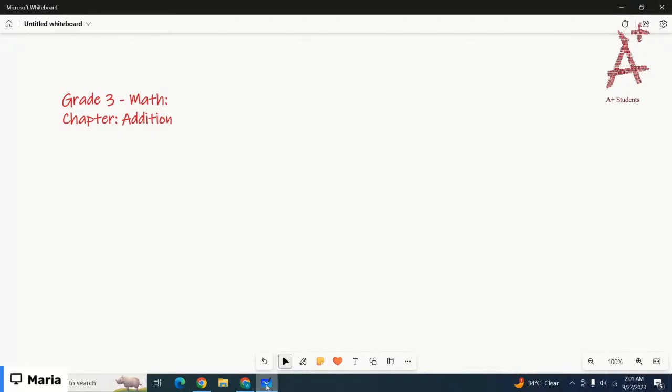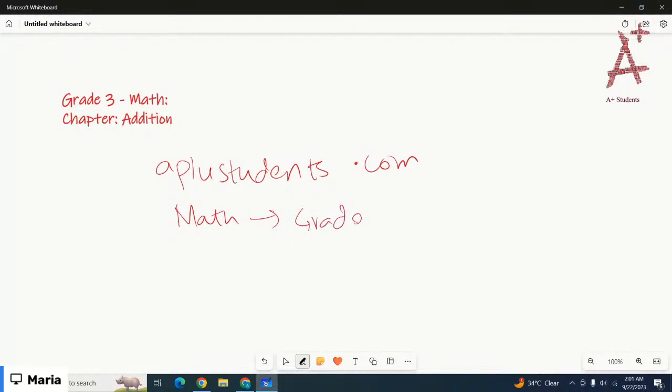We are here for grade 3 math. You can find all the lessons on aplusstudents.com. You have to log in there using your email address, and the password is provided by the administrator. Then select math from the subject tab, scroll down to grade 3, and click on view all lessons. There you can find a list of the chapters.